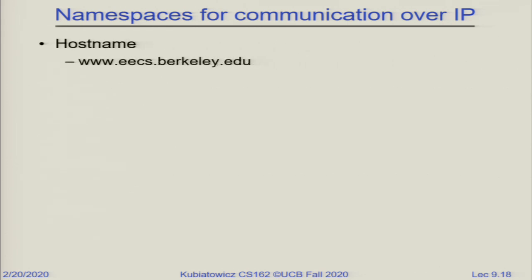So in IP, we have several different namespaces. Among other things, we have the domain namespace like this, www.ecs.berkeley.edu. That is a domain name that describes an IP address. An IP address is, for instance, this: 128.32.244.172.